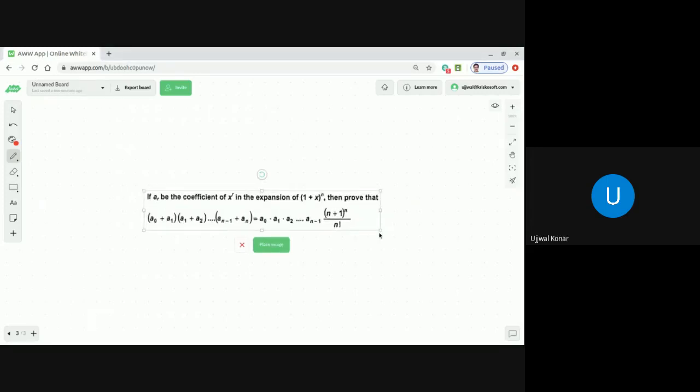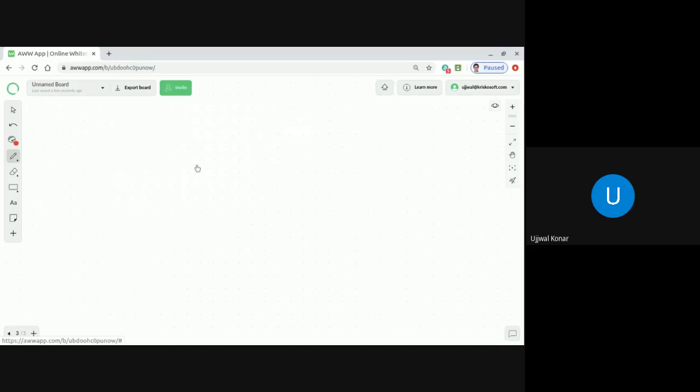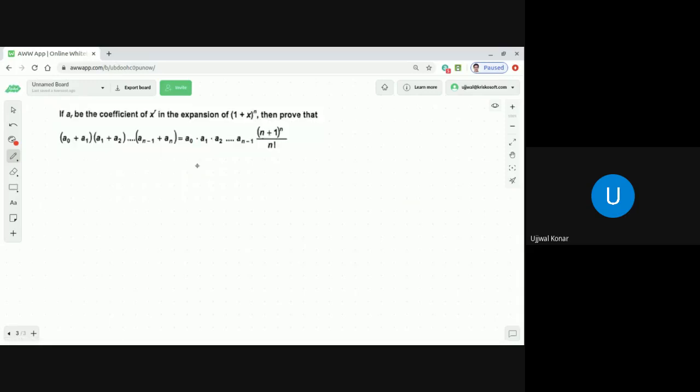Okay, next question also. It is going to test how you are going to approach this problem. If you look into question number 3, dear students: if AR is the coefficient of x power r in the expansion of (1 plus x) power n, then prove that (a0 plus a1) into (a1 plus a2) into (a2 plus a3), and so on, till (an minus 1 plus an), is equal to a0 into a1 into a2 up to an minus 1 into (n plus 1) power n by factorial n. I want to see how you are approaching this. That's why I strategically brought this question.